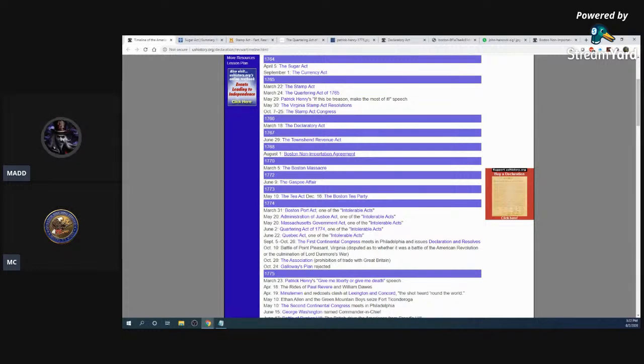MC, go ahead. Are we going to go right into the Stamp Act, or are you going to talk a little bit about the build-up in Britain? Let's go on and explain a little bit about what's been happening from this perspective. Right now, first of all, there are several things that you have to understand about the situation.